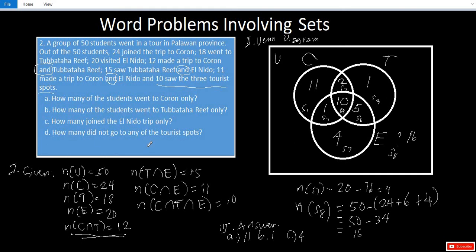How about the last question, question letter D. How many did not go to any of the tourist spots? So what region is this? Okay, this is the region S sub 8. And the cardinality of S sub 8 is 16. So therefore, there are 16 students who did not go to any of the tourist spots. So we're done. And that's it.